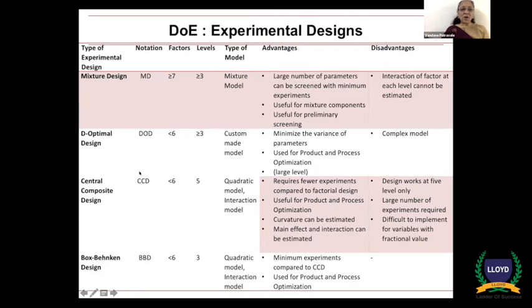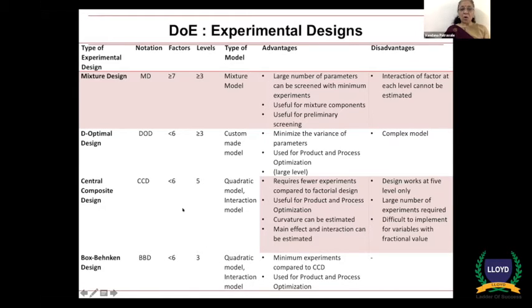D-optimal is also a little complex model, but pay attention to central composite and Box-Behnken. Both of these operate when factors are less than 6. In central composite design, levels are 5. So that means the number of experiments which you will do in case of CCD are more than the number of experiments which you will do in case of BBD.